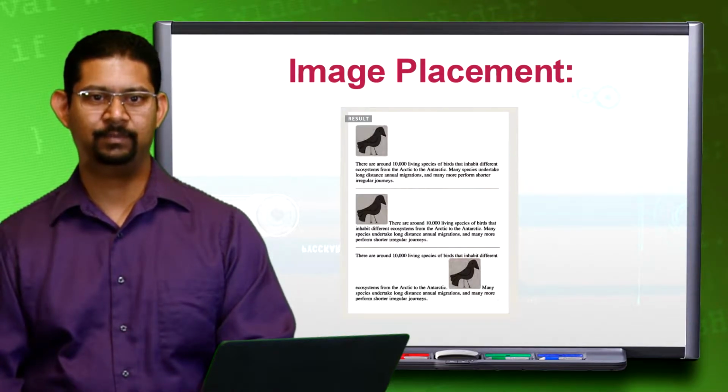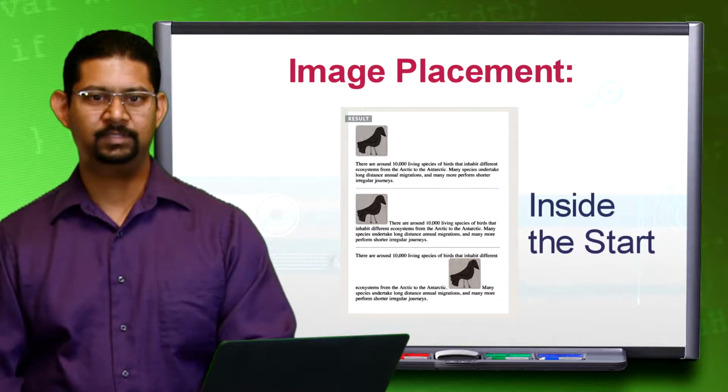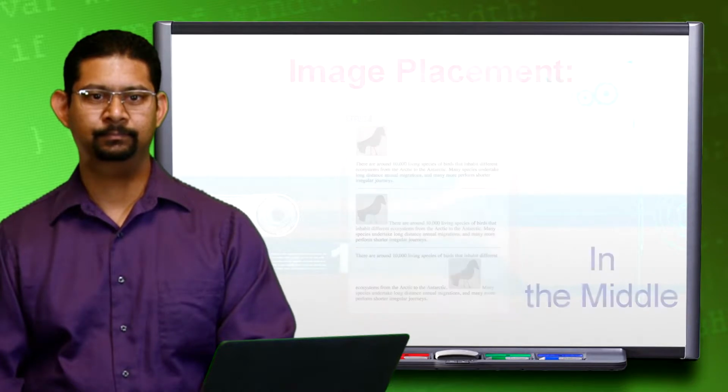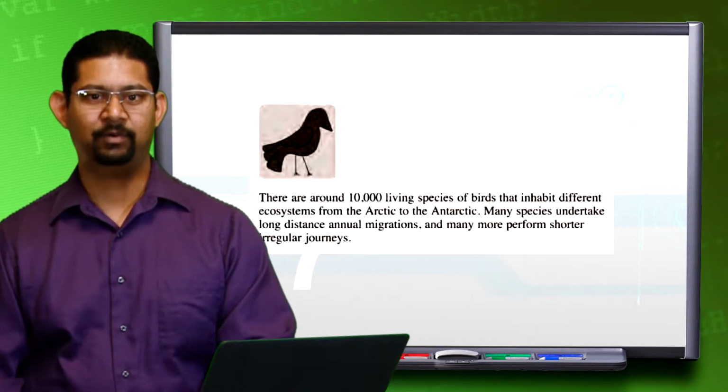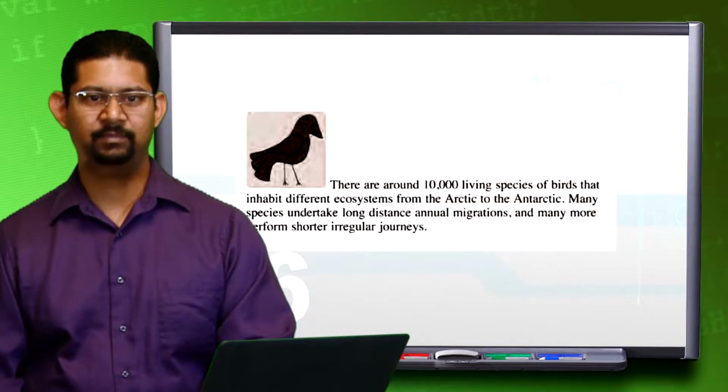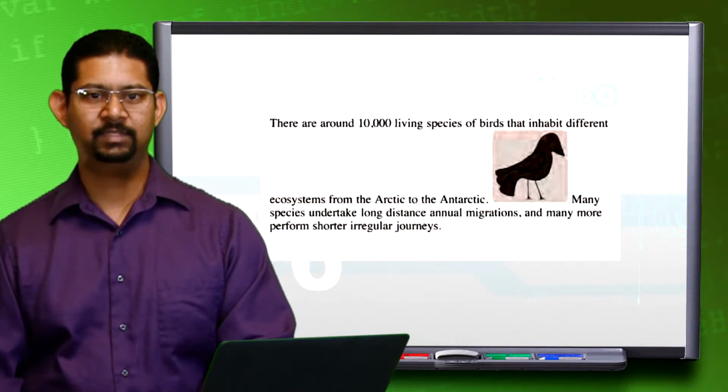Before a paragraph, inside the start of a paragraph, or in the middle of a paragraph. When you place an image before the paragraph, the paragraph starts on a new line after the image. Placing the image inside the start of the paragraph will cause the first row of text to align with the bottom of the image. Placing the image in the middle of the paragraph will cause the image to display between the words of the paragraph that surrounds it.